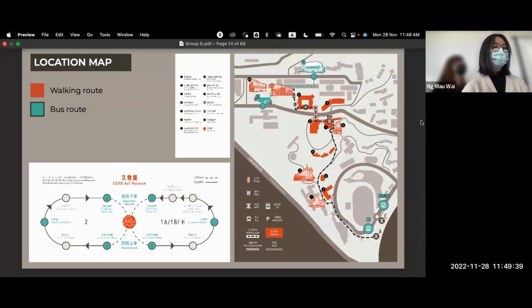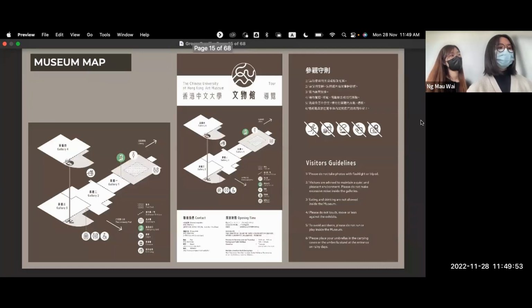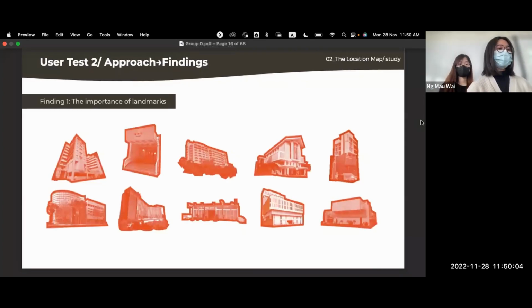In the location map, the red color indicates the walking routes and the mint color indicates the bus routes. Both routes can refer to the location names and marks right here, to check whether they are on the right track or not. And this part is for the bus route users to refer to. So this is the museum map, and it consists of the museum map and different routes of the museum.